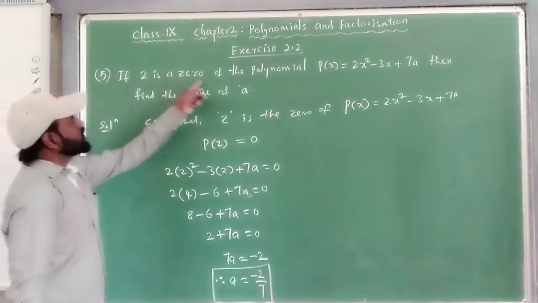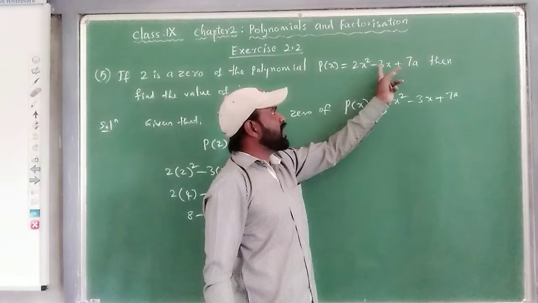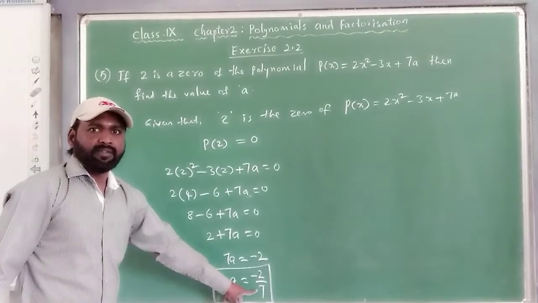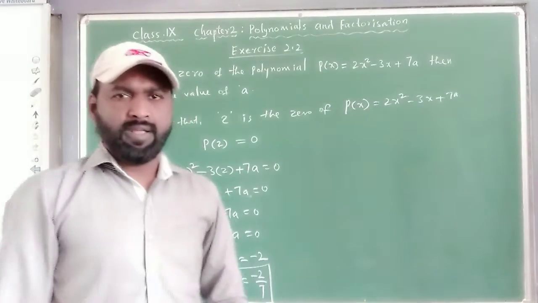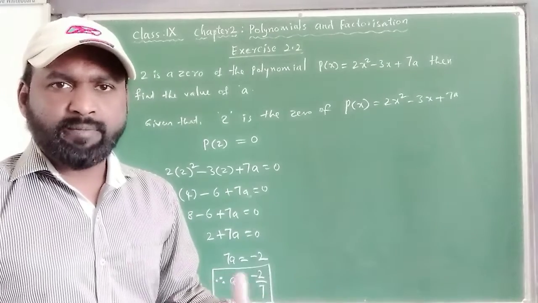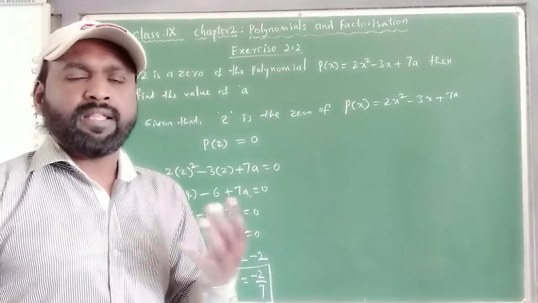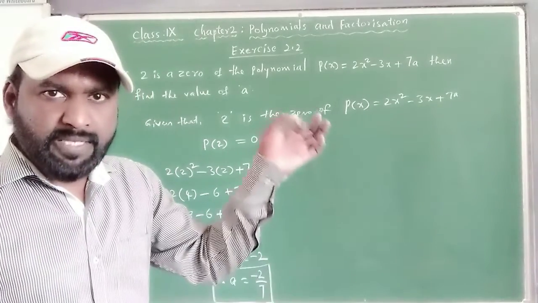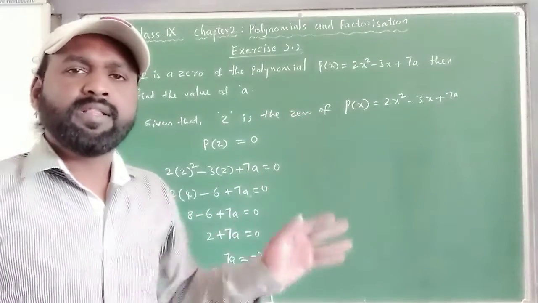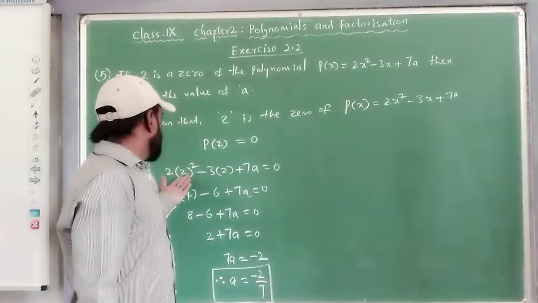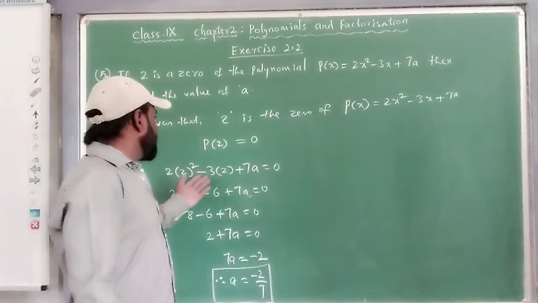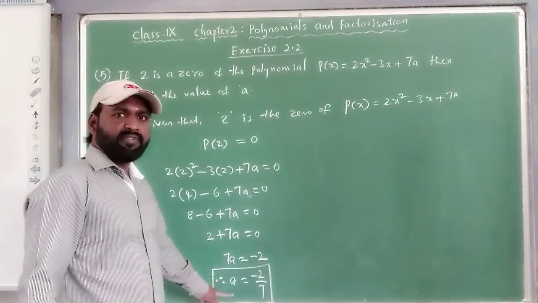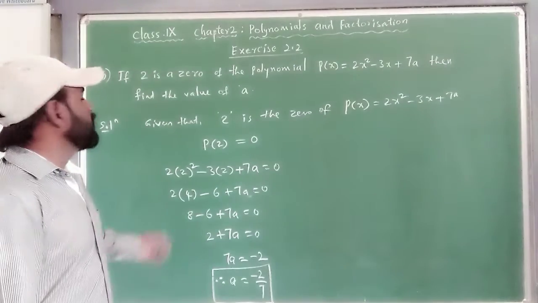Means if 2 is the 0 of the polynomial p(x) = 2x square minus 3x plus 7a, then what is the value of a? It is minus 2 by 7. Hope you understood the solution. Very simple. 0 means in place of the variable, what value you are keeping so that the entire polynomial becomes 0. Here itself it is given in the question that 2 is the 0. That means in place of the variable x, if you substitute 2, that polynomial becomes 0. Substitute the 2 in it, p(2) will be equal to 0. So wherever the variable x is there, just substitute 2 and go for the simplification, you will be getting the value of a. This is what we require to find out. Hope you understood. Let us move on to question number 6.